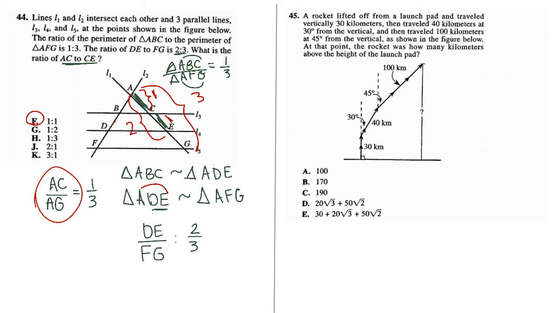And then it traveled 40 kilometers at a 30 degree from the vertical. And then traveled 100 kilometers at a 45 degree from the vertical. So how many kilometers above the height of the launch pad has the rocket traveled? Well, let's see, we're looking for that little question mark.